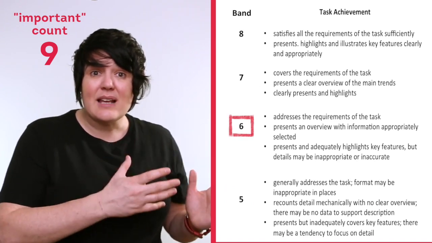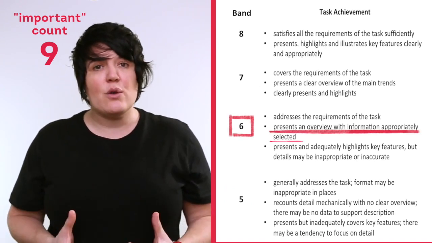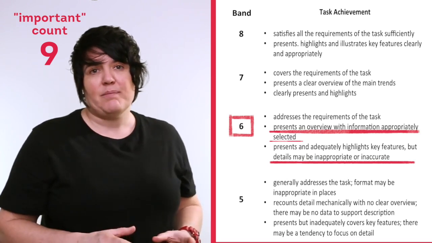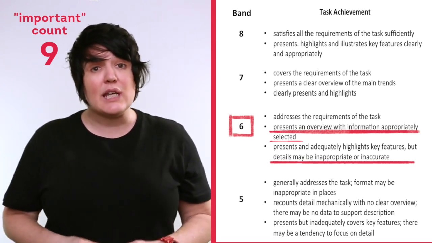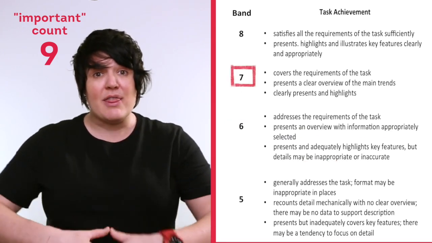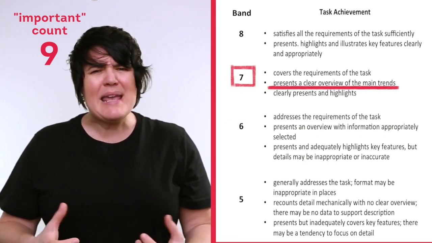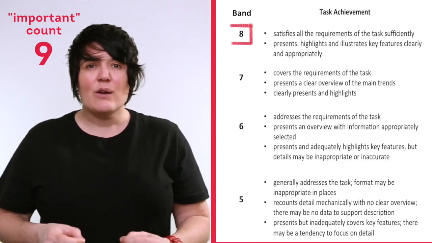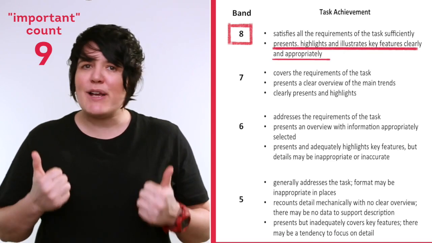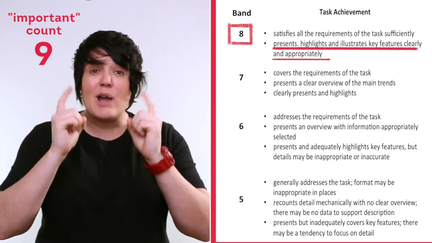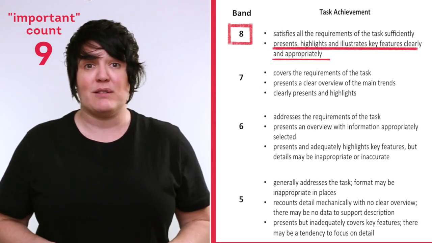We can see for a 6, yes, we have an overview, but the overview is inaccurate or irrelevant. And in the next video, I will teach you how to avoid this. For a 7, there's a good overview, but maybe it's not extended or detailed. And for an 8, we need a perfect overview which has got all the key features, and that's what I want us to get for task achievement.